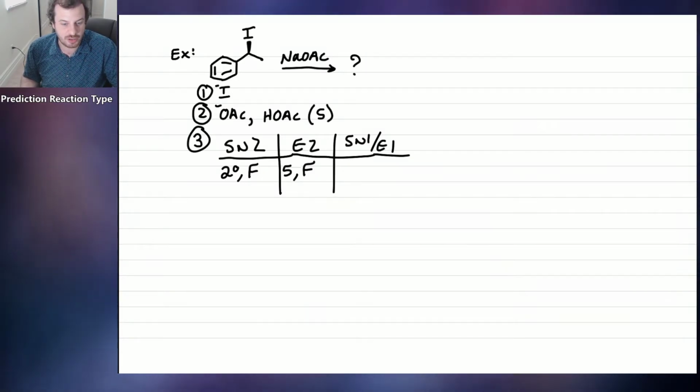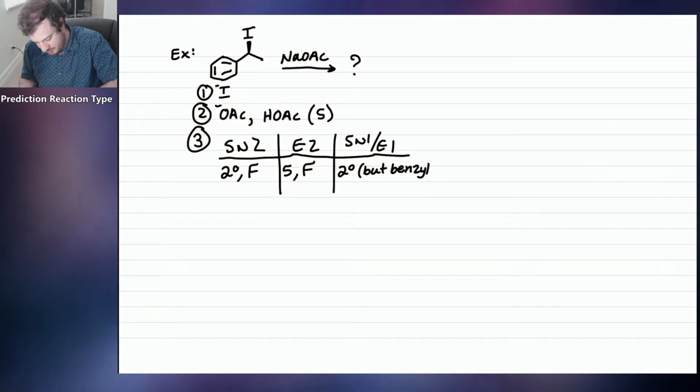And then the SN1 E1 column is secondary, but benzylic. Remember, if you have a leaving group that's on the carbon next to a benzene ring, that's considered benzylic. And if it's a carbon next to a double bond, that would be considered allylic. And this is benzylic with, is it a neutral or negative nucleophile? This is a negative nucleophile because it's sodium plus OAc minus. The nucleophile has a negative charge. So this is benzylic with an anionic, or negative, nucleophile.